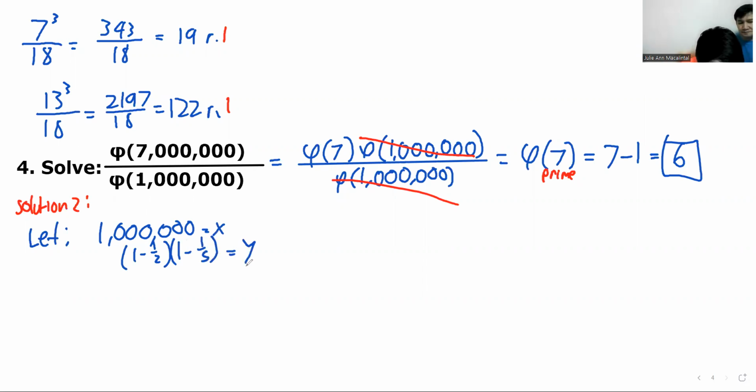Of course it must work because this is just part of the formula of the phi function, but I just omitted multiplying the 1 million itself, otherwise it would have been the phi of 1 million. So like I said earlier, I just omitted the 1 million part. So of course this should be xy.